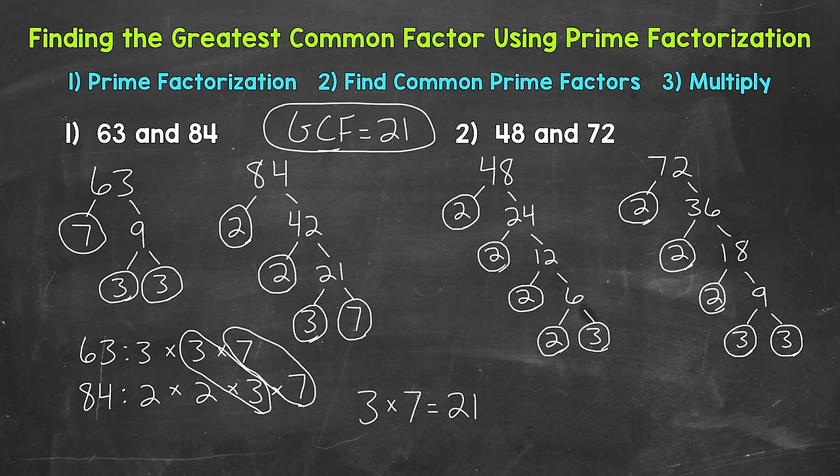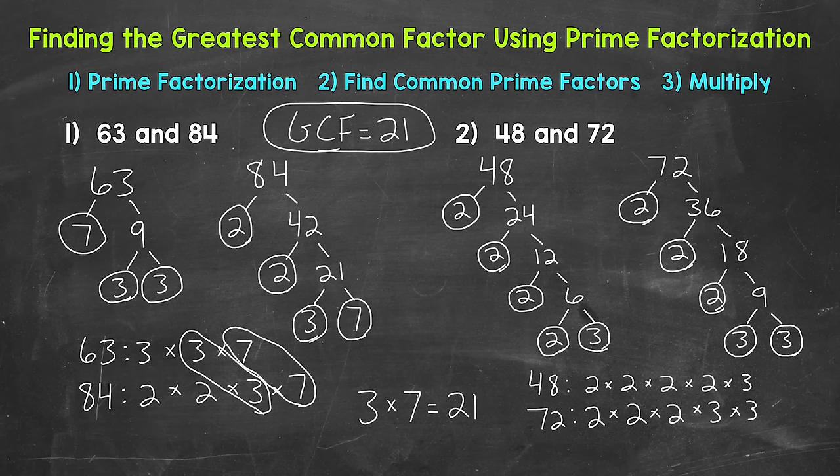Now that we have the prime factorization of both 48 and 72, we need to find common prime factors. So I'm going to write the prime factors of 48 and 72. That way it's a little easier to find common prime factors. For 48, we have 2, 2, 2, 2, and 3. So 2 times 2 times 2 times 2 times 3 equals 48. For 72, we have 2, 2, 2, 3, and 3. 2 times 2 times 2 times 3 times 3 equals 72.